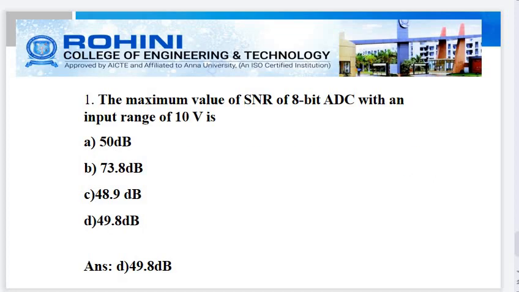The maximum value of signal to noise ratio of an 8-bit ADC with an input range of 10 volts is 49.8 dB.